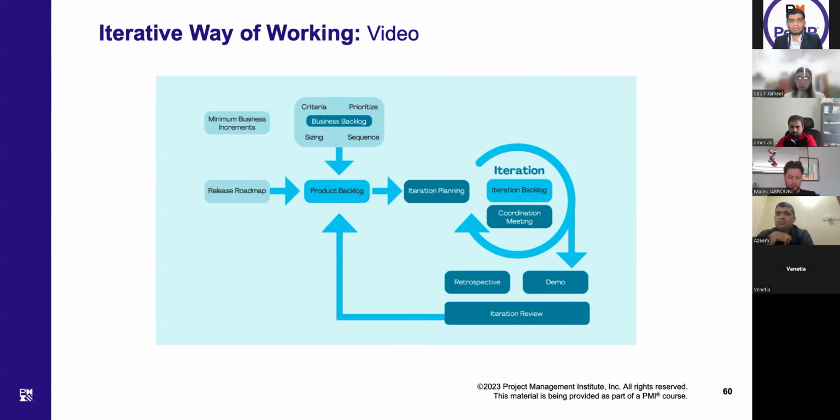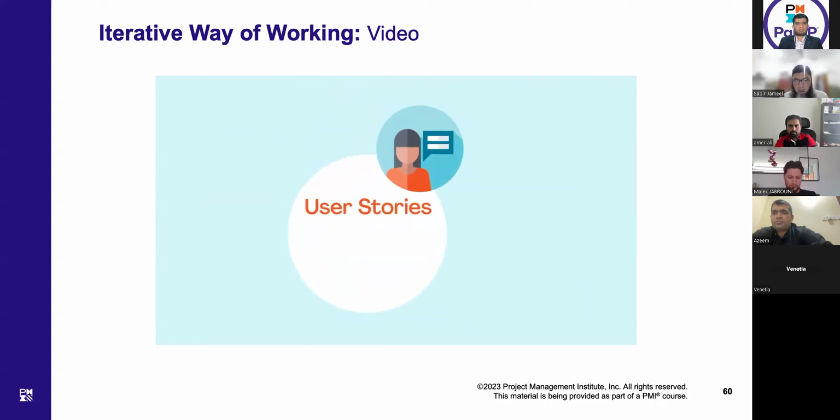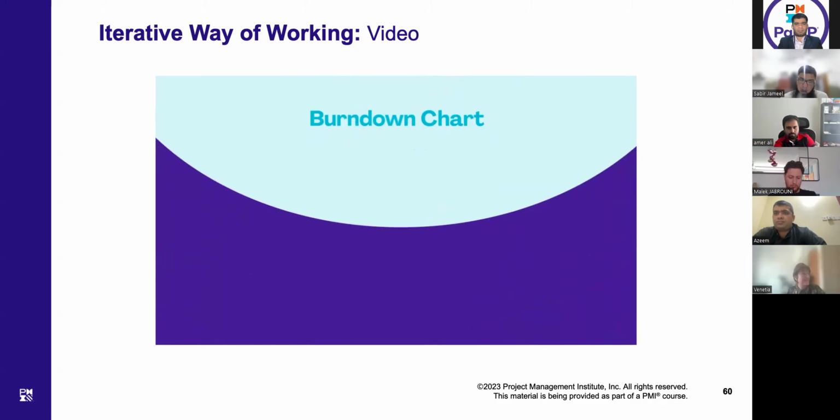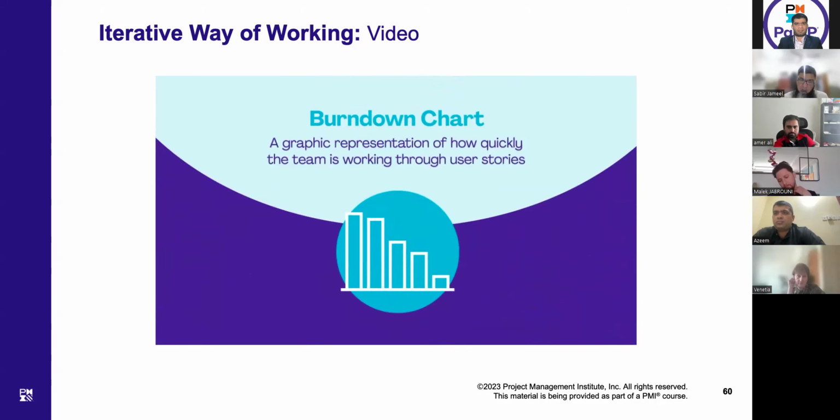There are a couple more artifacts that aren't shown on our diagram. User stories capture a description of a feature from an end-user perspective. A user story describes the type of user, what they want, and why. A burn-down chart is a graphic representation of how quickly the team is working through user stories.